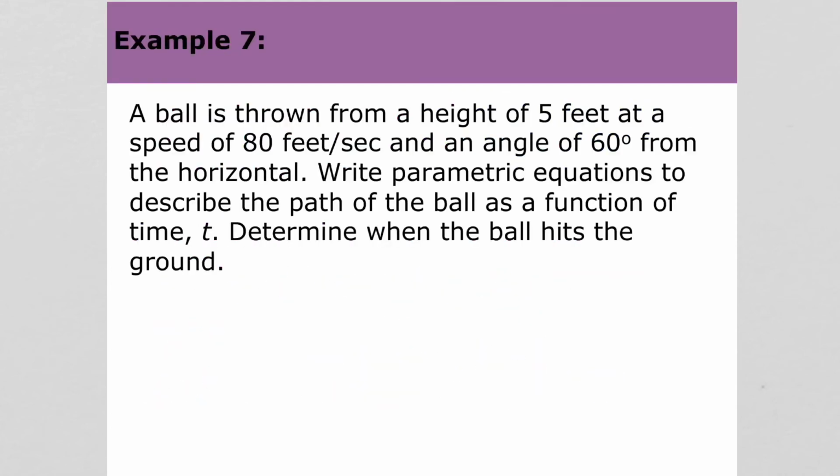So now looking at example 7, it says a ball is thrown from a height of 5 feet at a speed of 80 feet per second and an angle of 60 degrees from the horizontal. Write parametric equations to describe the path of the ball as a function of time t. Determine when the ball hits the ground. Okay, so first off, we need to figure out what's x naught and y naught.